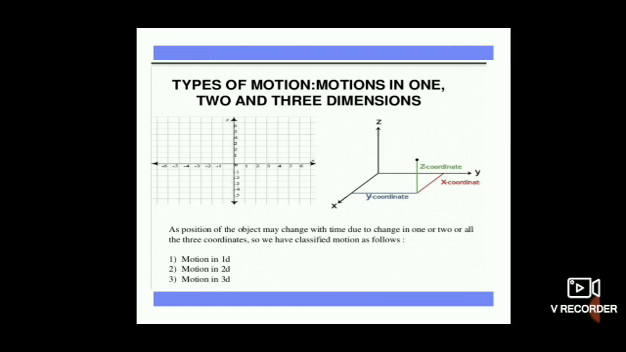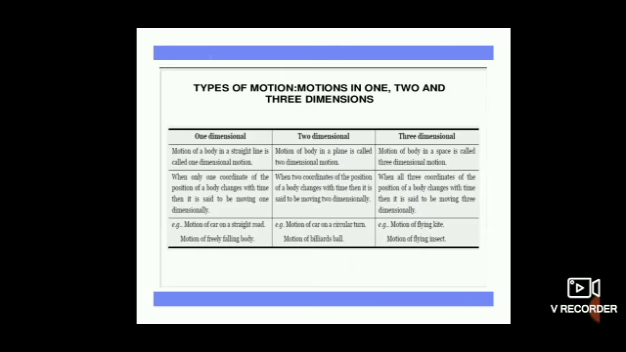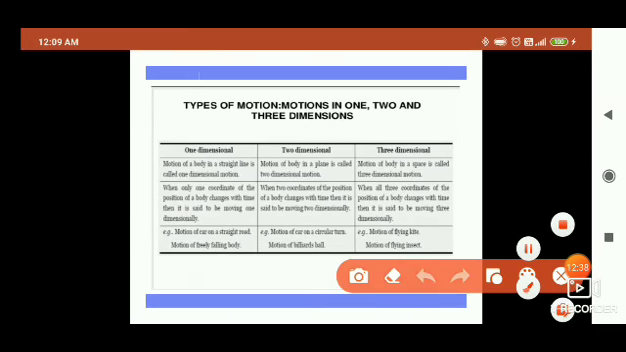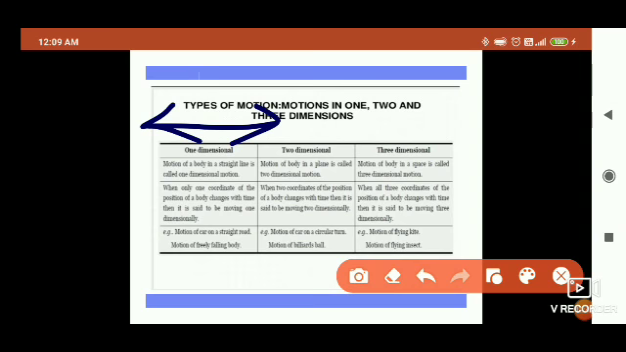Now, discussing the types of motion, there are generally three kinds of motion: one-dimensional motion, two-dimensional motion, and three-dimensional motion. Let us go through the differences. One-dimensional motion is motion of a body in a straight line. If we consider the motion of a car on a straight road, it can be considered one-dimensional motion. So on a real axis, on a straight line, it is one-dimensional motion.